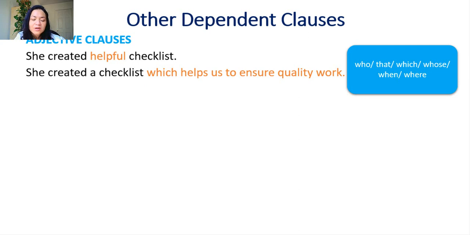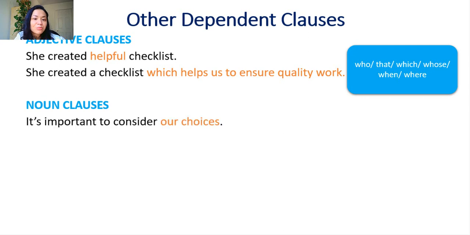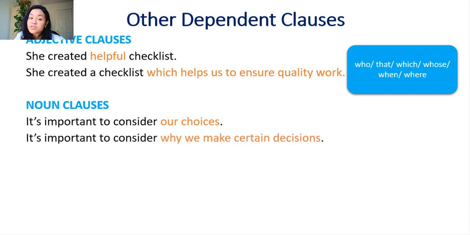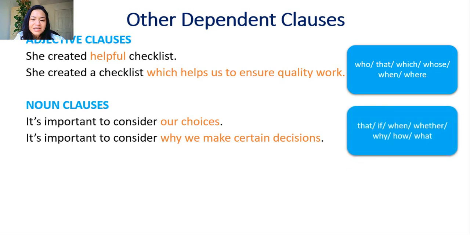Or dependent clauses can act like nouns and are called noun clauses. Instead of saying it's important to consider our choices, you could say it's important to consider why we make certain decisions. Some subordinating conjunctions which introduce noun clauses are words like that, if, when, whether, why, how, and what.